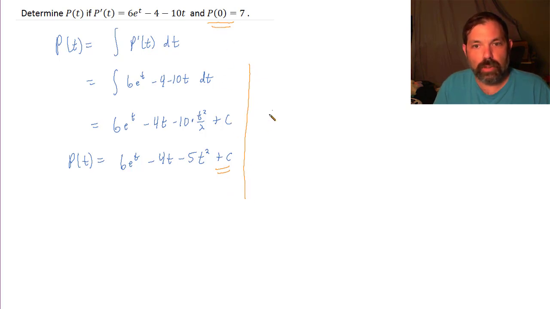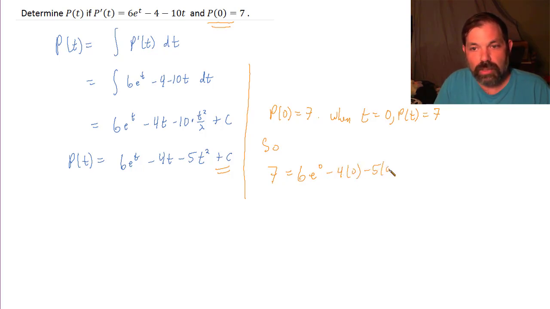So now if P of 0 equals 7, remember what that means: when t is 0, P of t is 7. So 7 must be equal to 6 e to the 0 minus 4 times 0 minus 5 times 0 squared plus a constant. 7 must be equal to 6 times 1 minus 0 plus a constant. We go through a little bit of arithmetic here, and C must equal 1.